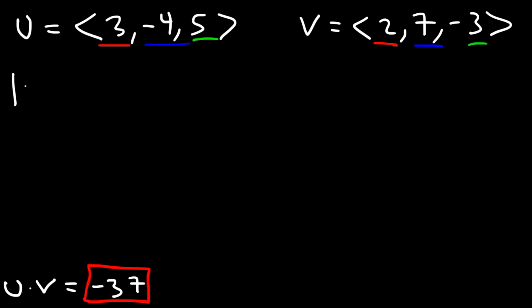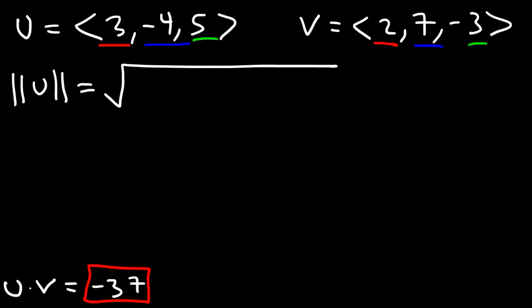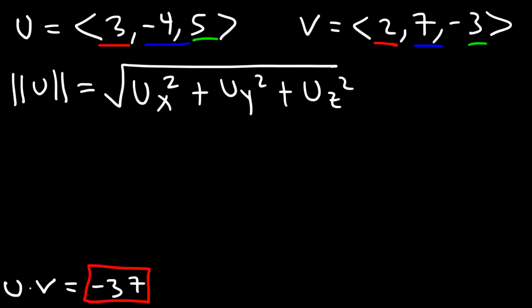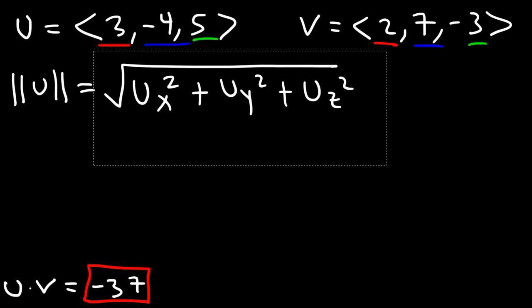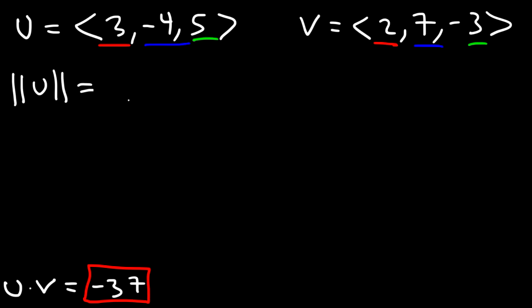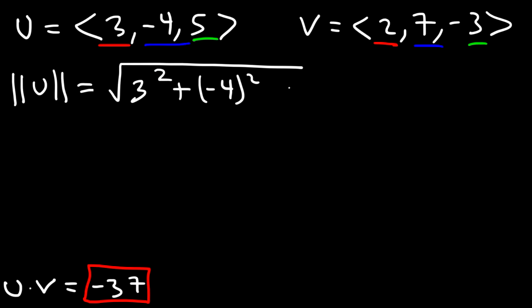Now our next step is to calculate the magnitude of vector u. And for a three-dimensional vector, it's going to be the square root of the square of the x component plus the square of the y component plus the square of the z component. So it's going to be the square root of 3 squared plus negative 4 squared plus 5 squared.